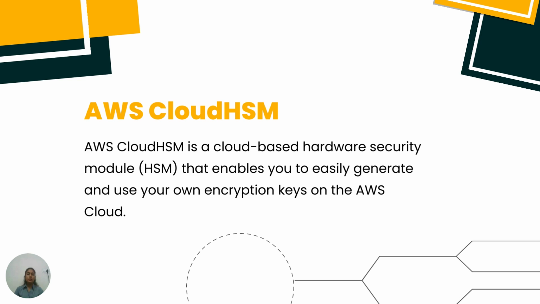The next is AWS CloudHSM. It is a cloud-based hardware security module that enables you to easily generate and use your own encryption keys on the AWS cloud. With CloudHSM, you can manage your own encryption keys using FIPS 140 Level 3 validated HSMs. CloudHSM offers you the flexibility to integrate with your applications using industry standard APIs such as Java Cryptography Extensions JCE and Microsoft CryptoNG CNG libraries.